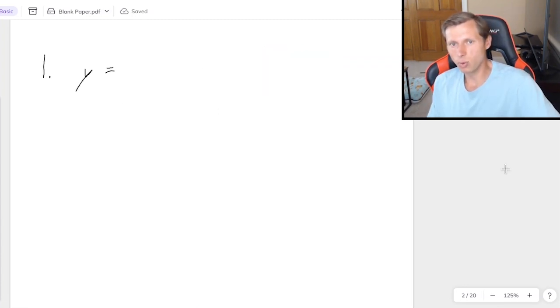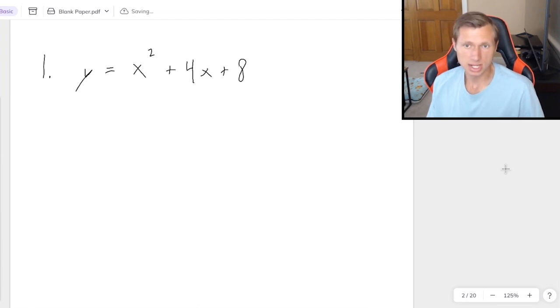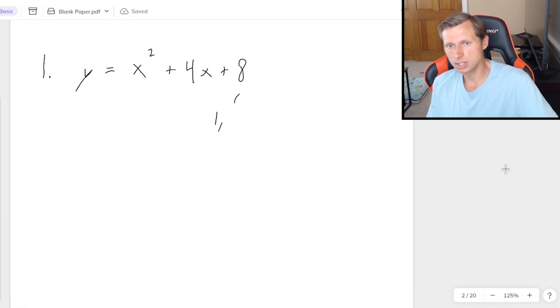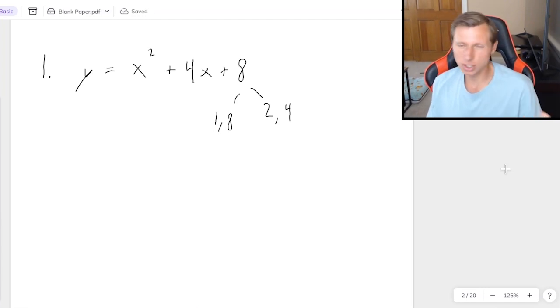Let's say we have y equals x squared plus 4x plus 8. Now remember, the first thing I should always try if I want to find solutions, I should try and factor this. The factors of 8, there's two pairs. You got 1 and 8 and 2 and 4. But neither of these are going to add up to the middle term, which is 4x. So immediately I'm thinking that factoring's not going to work here, and I'm going to the quadratic formula.